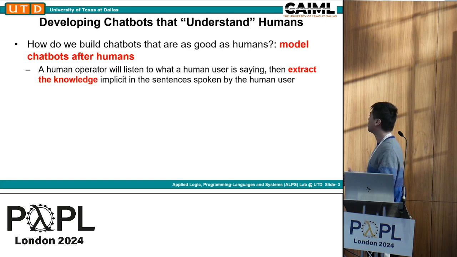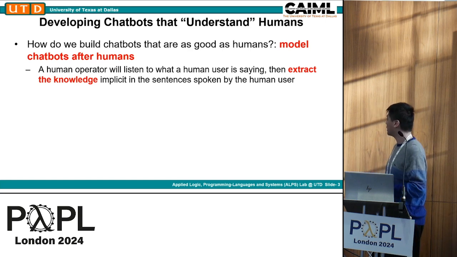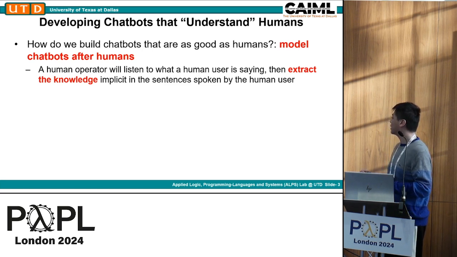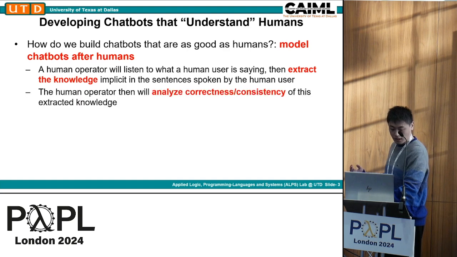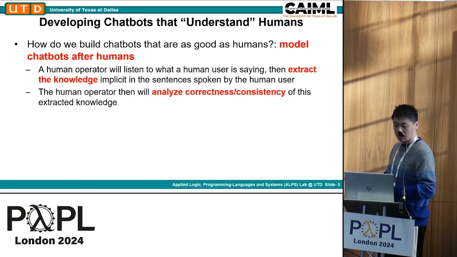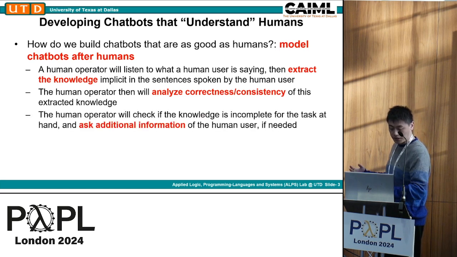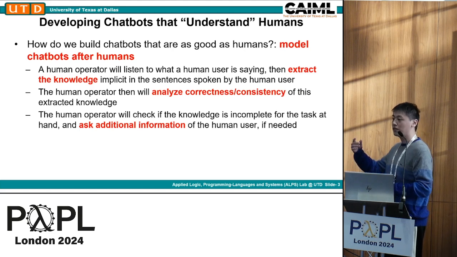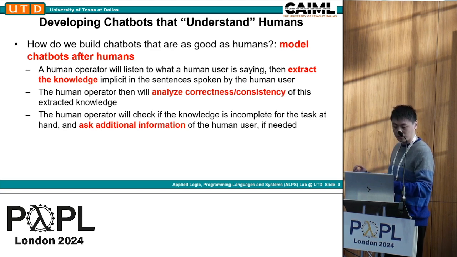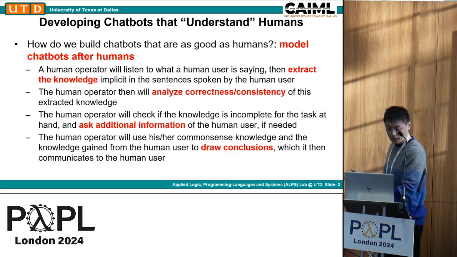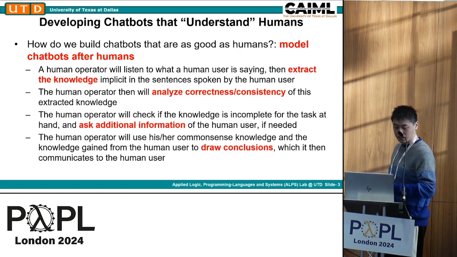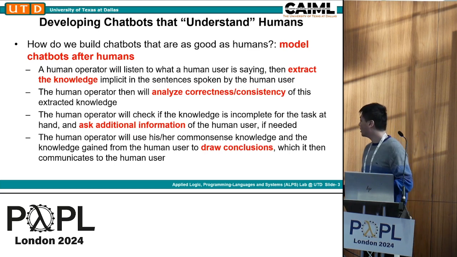We think about the chatbots. They will listen to what the human user is saying, then extract the knowledge implicit in the sentence spoken by the human user. We will also let them analyze the correctness and the consistency of this extracted knowledge. This also checks whether the knowledge is incomplete, like when you are filling a table: if something is required but it's not there, they ask you to fill it, and also ask for additional information from the human user if required. And then it will use common sense knowledge to give the conclusions, which are then communicated to the human user.